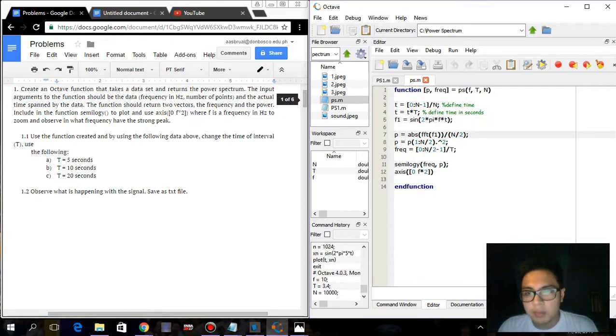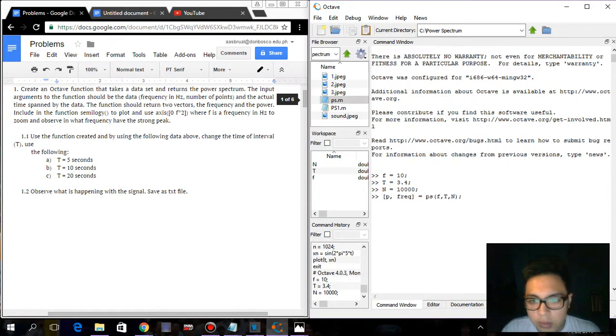and this will take the absolute value of the fast Fourier transform of this signal, and this one is to just take the positive half of it since it will give you a symmetrical value. And obviously this one is the corresponding frequency. And there we go, you have the semilogy and the axis. This semilogy is used to show the logarithmic graph of your function.